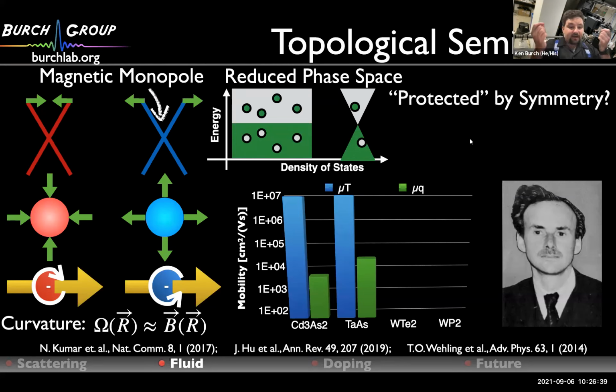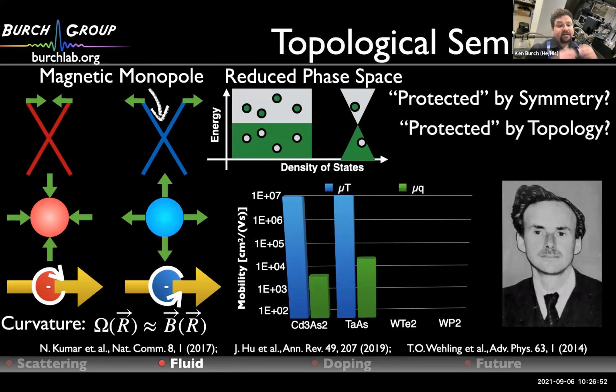So maybe symmetry is somehow preventing you from scattering around. Again, cadmium arsenide has inversion symmetry, tantalum arsenide does not, right? And some of the other examples I'll show you have other kinds of lattice symmetries. Is it somehow protected by topology? I'm not even sure I know what those words mean, right? So how would scattering care about protection from topology at all, right?